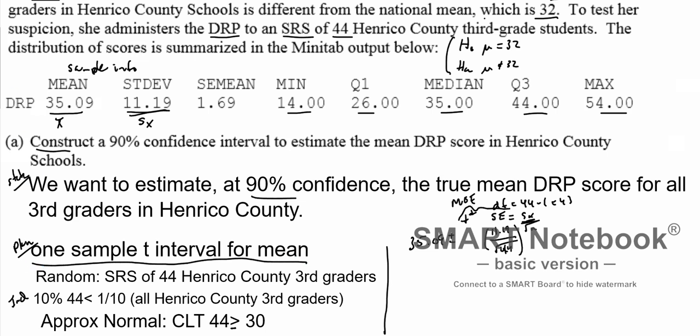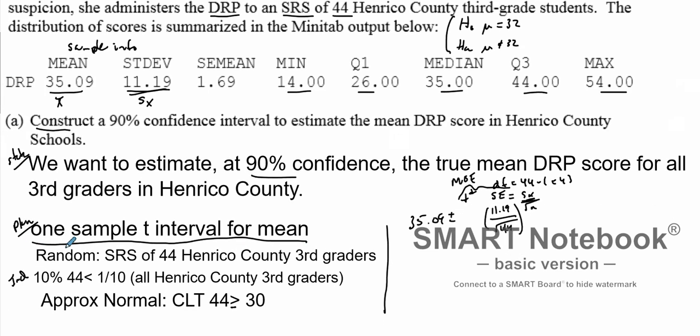So these are our conditions. Our conditions are, is this random? Yes, it's an SRS of 44 third graders. Is it independent? Well, the 10% condition would state that 44 is less than 10% of all third graders. Approximately normal? Yes, by the central limit theorem, 44 is definitely greater than or equal to 30. So all our conditions are met.